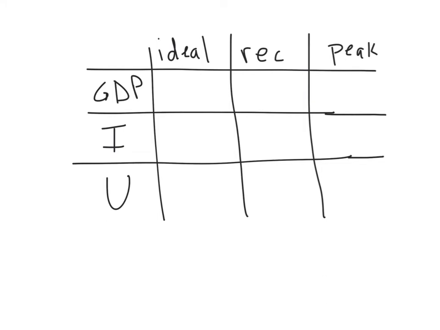So here we have our chart with GDP, inflation, and unemployment on the left, and then the ideas in an ideal economy, which is an expansionary period, a recession, which in the business cycle obviously is the recession, and then the peak period from the business cycle. So starting off with the ideal numbers for GDP, inflation, and unemployment.